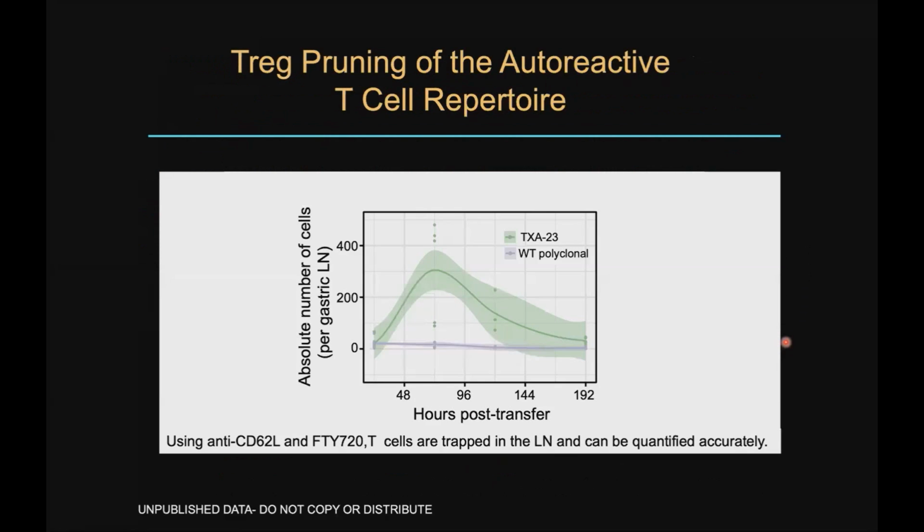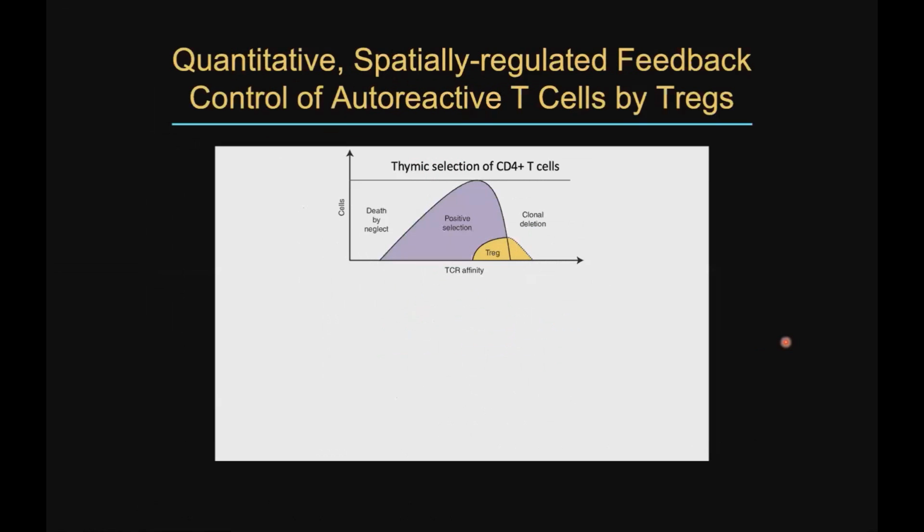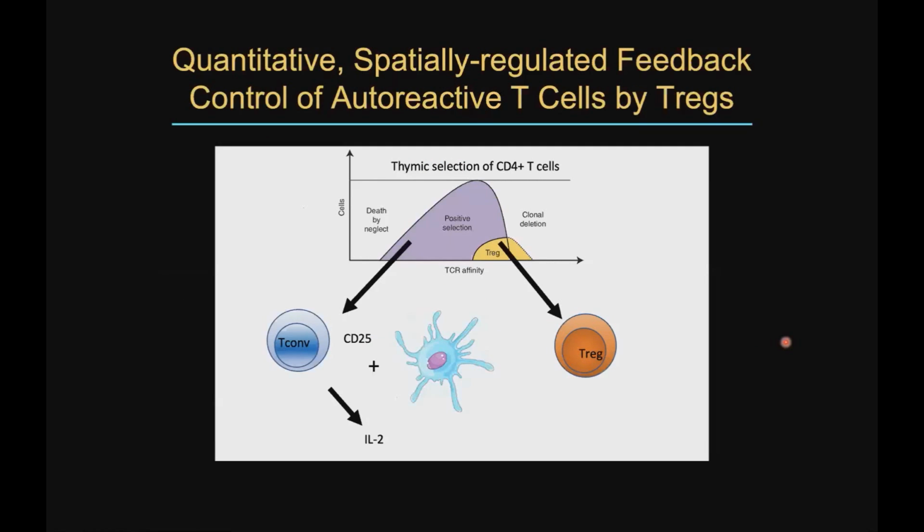And when we look, we get a surprising result. Over the first 3 days after those cells see their self-antigen, they actually proliferate. So Tregs also don't prevent these cells from proliferating under these conditions. However, by a week later, they've basically disappeared. And we put this together in a model in which we have putatively lower affinity conventional cells and higher affinity Tregs. They both see their self-antigen.